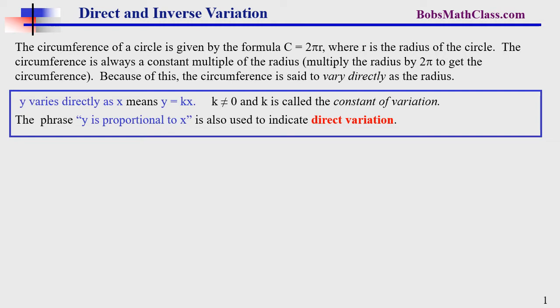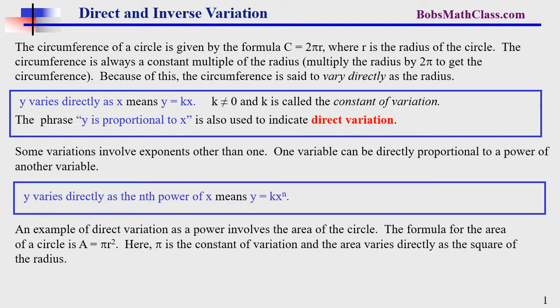Okay, this phrase is also the same as y is proportional to x. That's also used to indicate direct variation. So the word direct, varies directly, or proportional is the same thing as direct variation. Direct. K times x. Some variations involve other exponents other than 1. So we could have an exponent of a 2 or a 3 or a 1/2 or a 2/3.